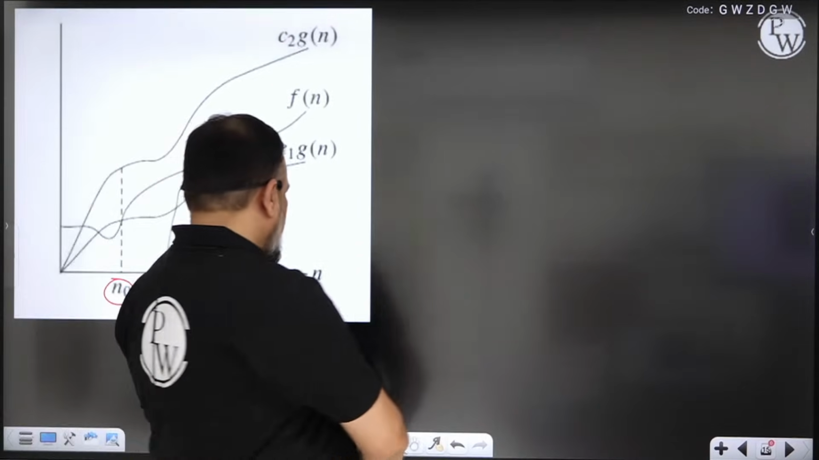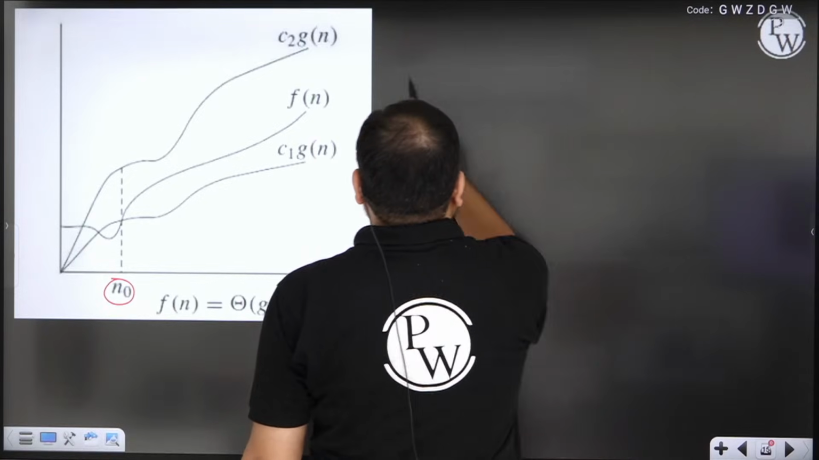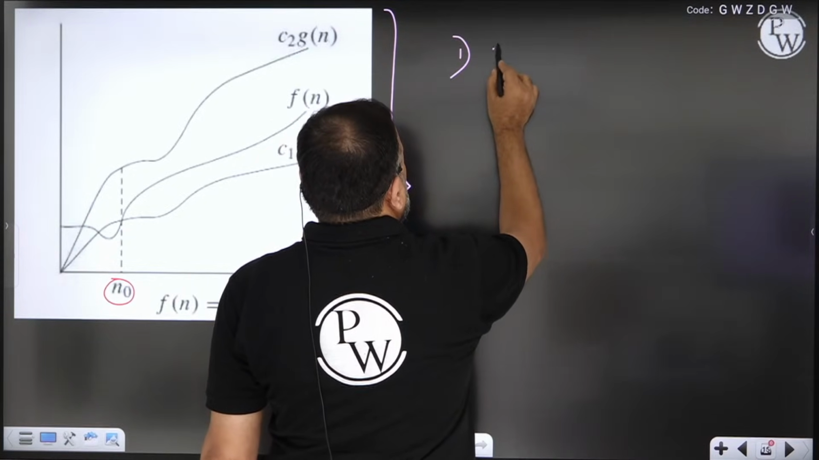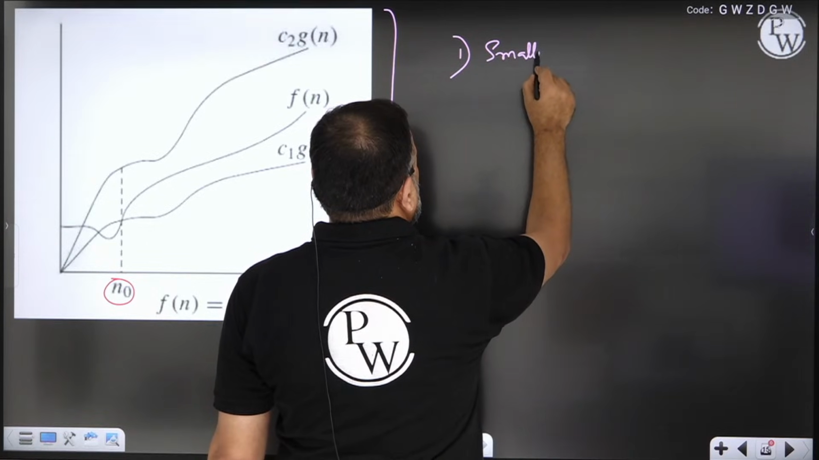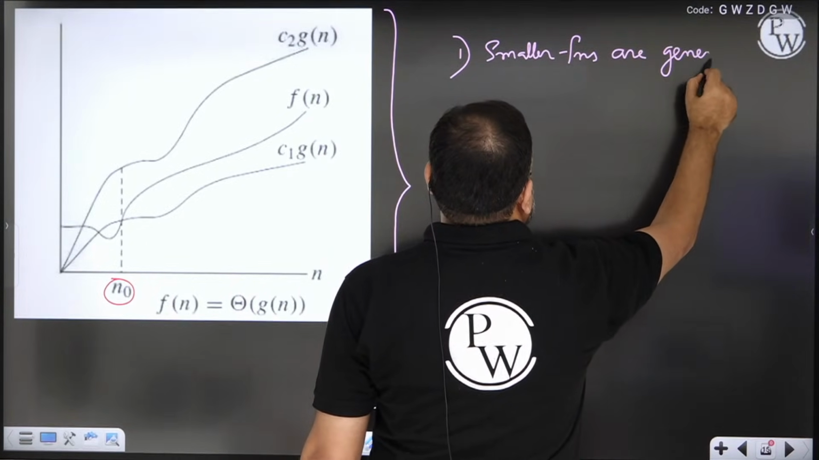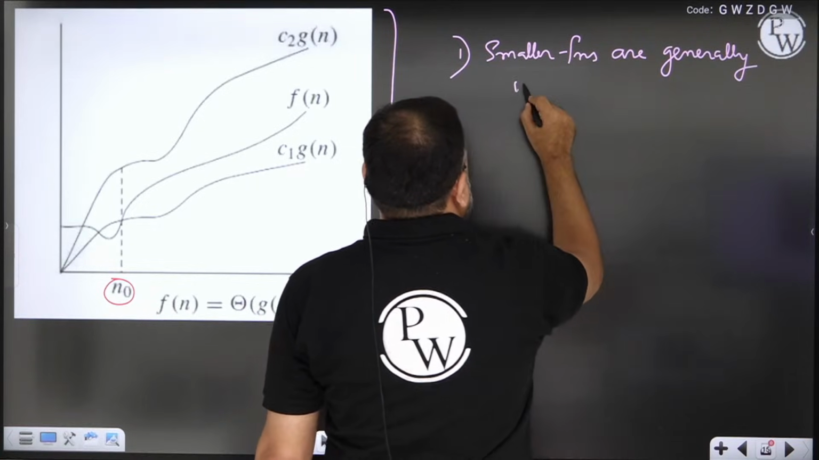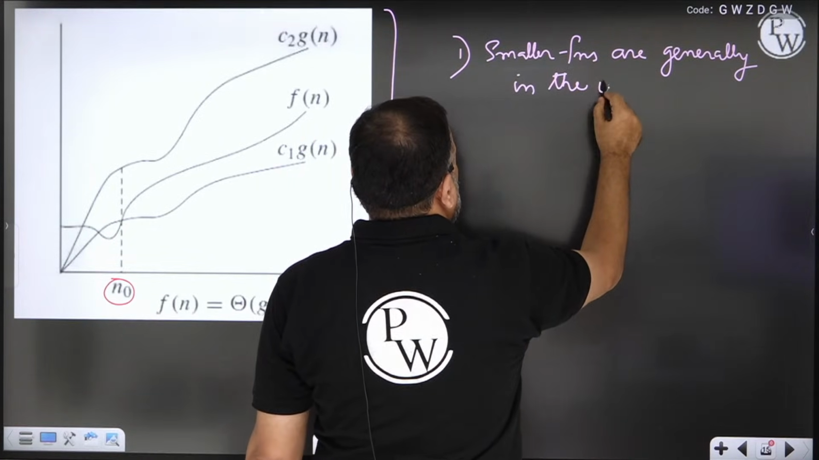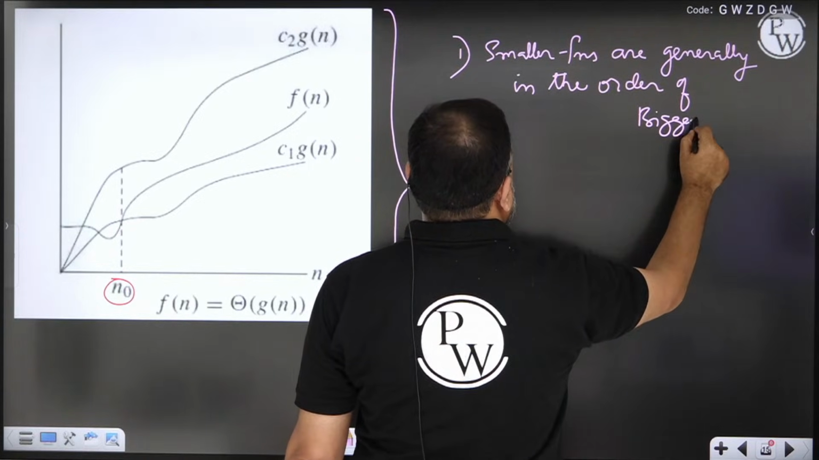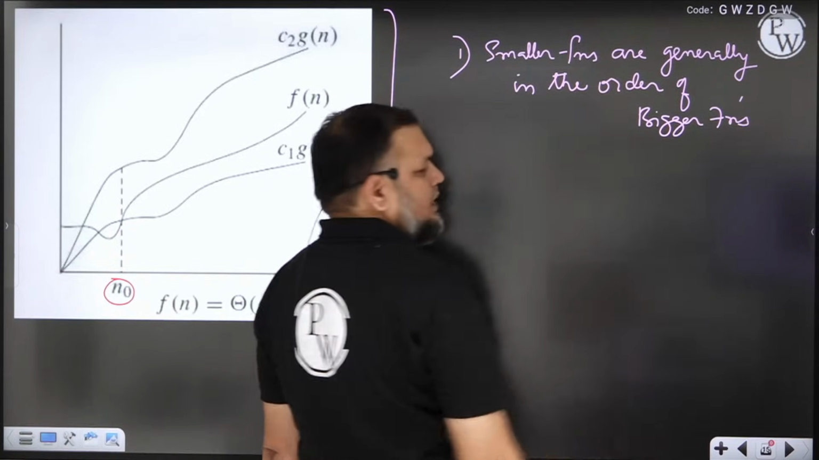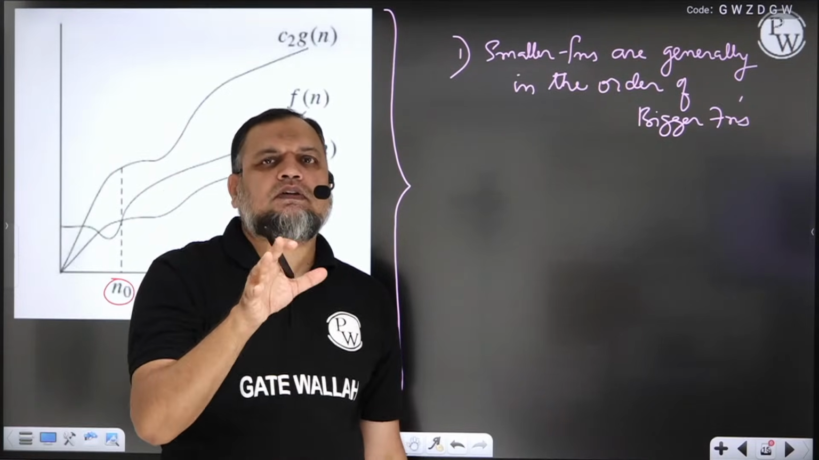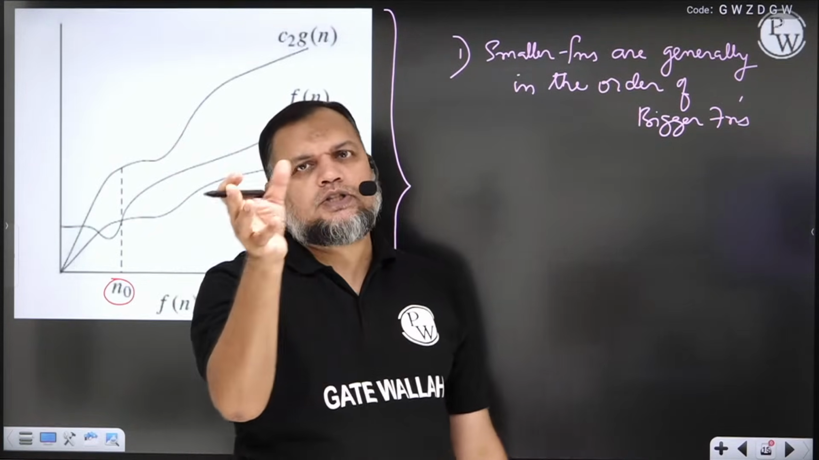एक सिंपल पॉइंट यहां पर मैं आपको जनरली प्रॉब्लम सॉल्विंग आसान होने के लिए बताता हूं कि ऑलवेज रिमेंबर द पॉइंट, स्मॉलर फंक्शंस आर जनरली इन द ऑर्डर ऑफ बिगर फंक्शंस. ये आप हमेशा माइंड में रखिए. मतलब जब कोई भी फंक्शन दिए गए हैं, आपको ये मैथमेटिकल इंट्यूटिवनेस होना चाहिए कि विच इज अ स्मॉलर फंक्शन, विच इज अ लार्जर फंक्शन.